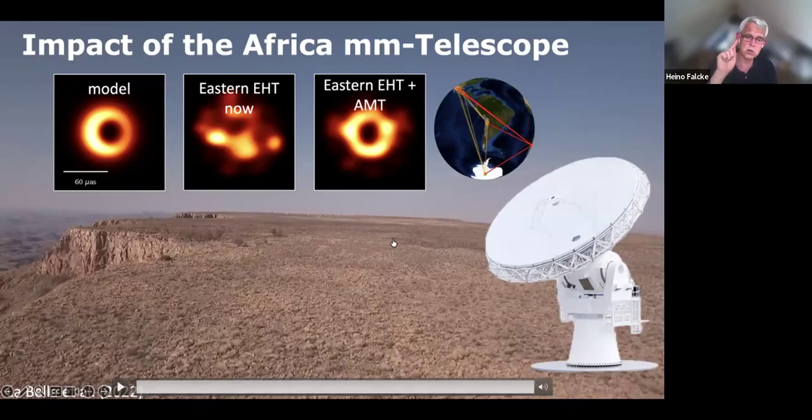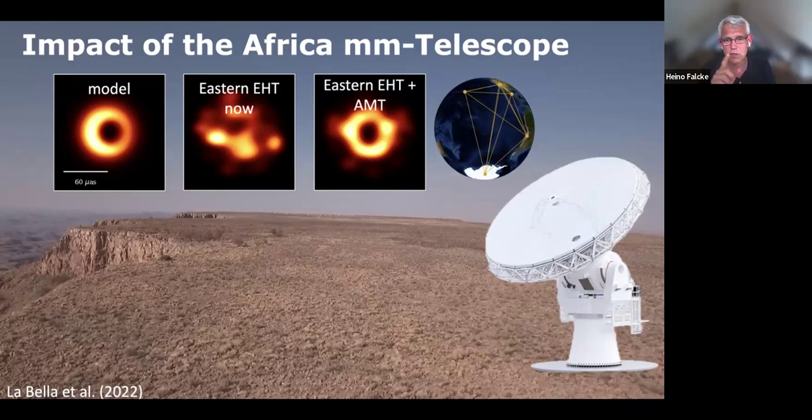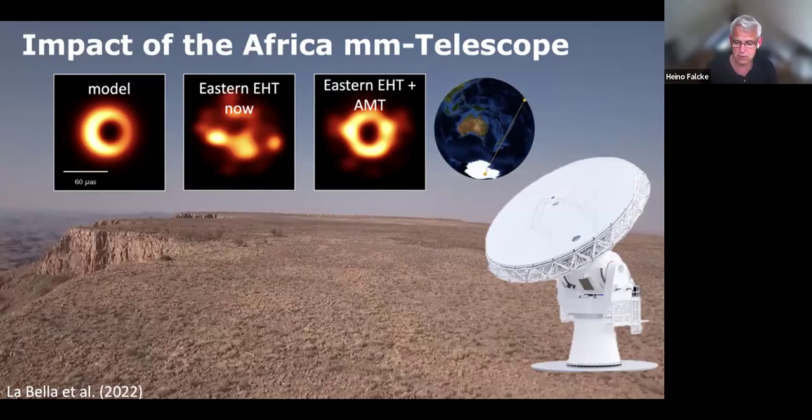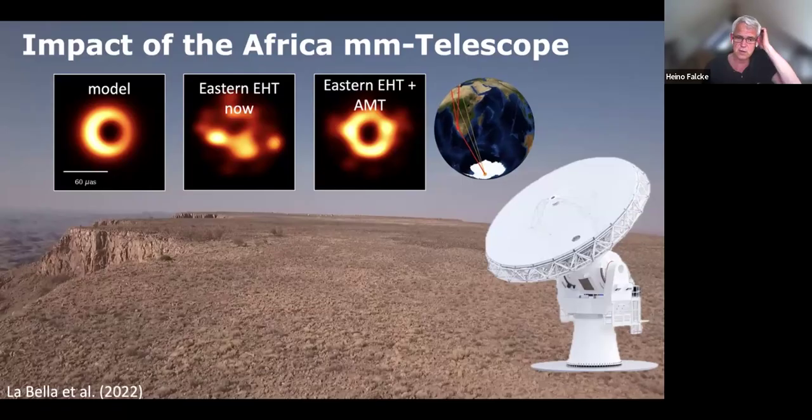Why is this important? We also want to look at the black hole in the Milky Way, and there it actually doesn't take 2 weeks to rotate. It takes 15 minutes to an hour to rotate. So you have to make an image every 15 minutes, and you cannot wait for more telescopes to come up. You have to make it right now. So we need a telescope in Africa to actually observe it and capture these.